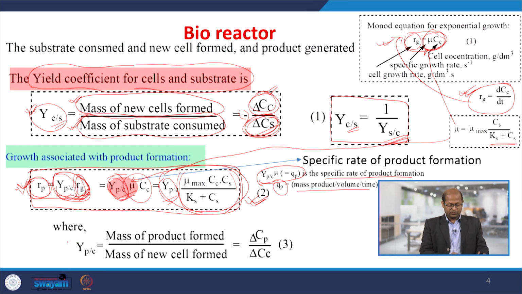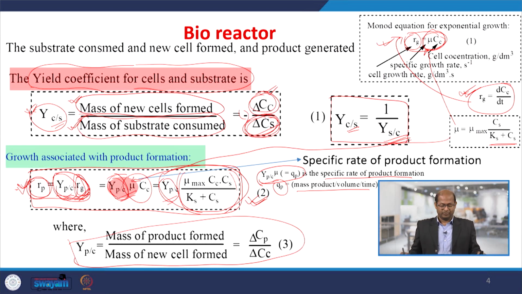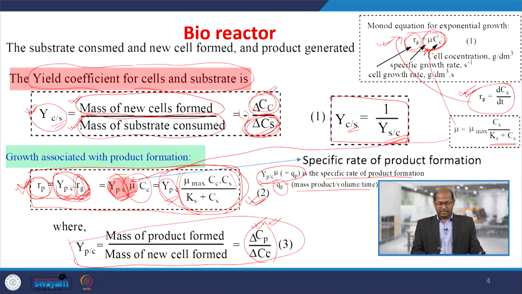Okay. So, what is Ypc? Ypc, I said, is the mass of the product formed per mass of the new cell formed, or delta Cp by delta Cc. Delta Cp is the change in the product: initially it was 0, and at a particular specified time t there would be some concentration of the product, which we know. That difference would be this. And delta Cc: initially we have taken a very small number of cells, and after time t a number of new cells would be there. That difference would be this. So, Ypc we can easily find out, we can substitute it here, and then the rate of product formation we can easily find out. Okay.